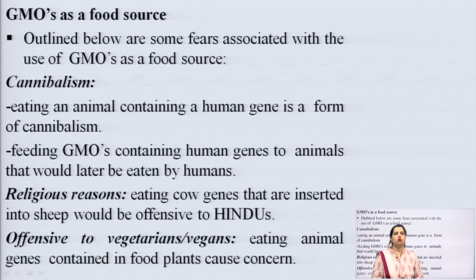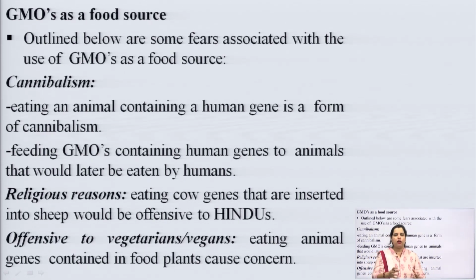GMO as a food source: as outlined below, there are some fears associated with the use of GMO as a food source. If we use genetically modified organisms, what will be the bad, negative aspects of food, like cannibalism? Eating an animal containing a human gene is a form of cannibalism. It is a type of disorder. Feeding GMOs containing human genes to animals that would later be eaten by humans.